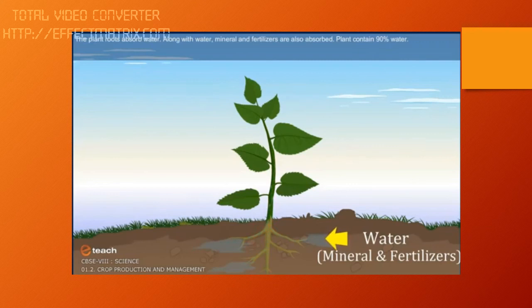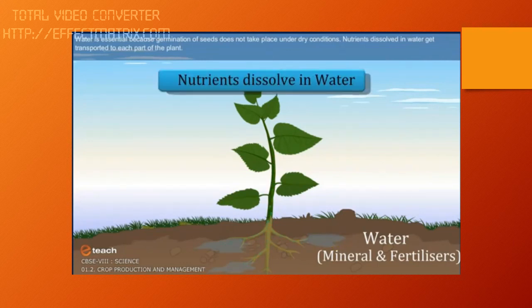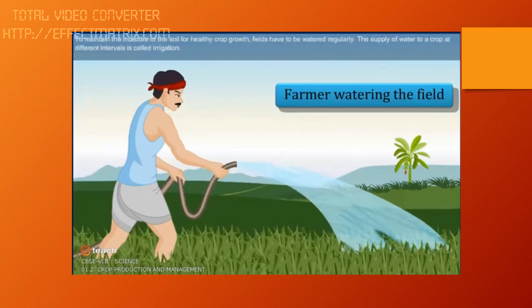Plants contain 90% water. Water is essential because germination of seed does not take place under dry conditions. Nutrients dissolved in water get transported to each part of the plant. To maintain the moisture of the soil for healthy crop growth, fields have to be watered regularly. The supply of water to crops at different intervals is called irrigation.